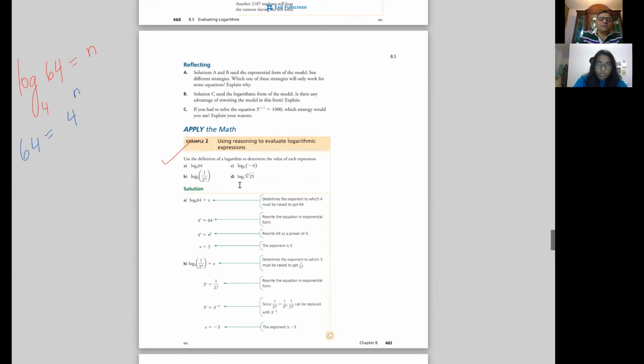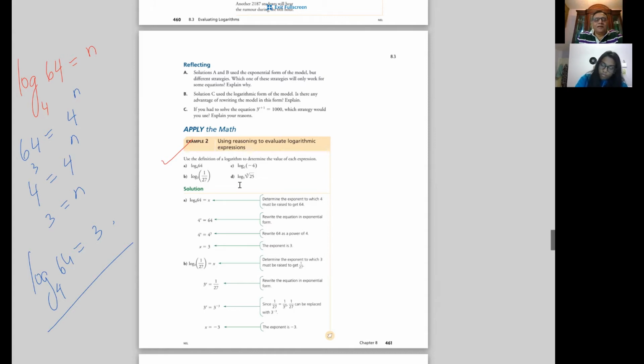Can you write 64 as a power of 4? 4 times 4 times 4, 4 cubed, right? And therefore, I can write 3 equals n. Do you see that? And that means log to the base 4 of 64 is equal to 3. Is that clear to you?